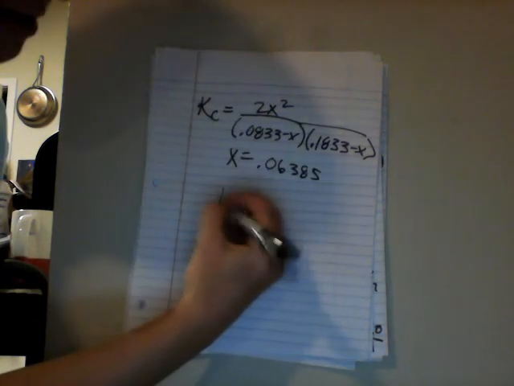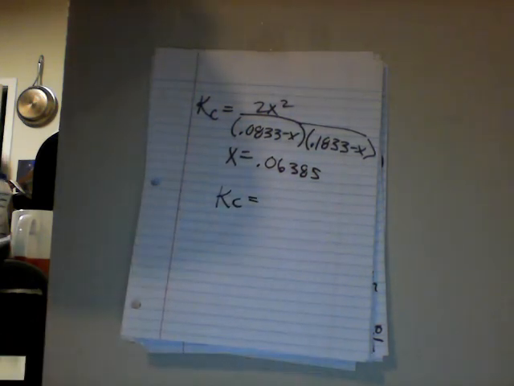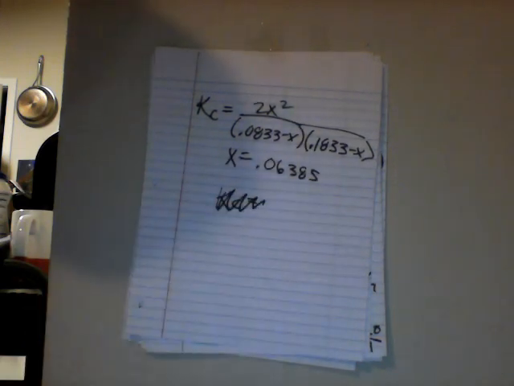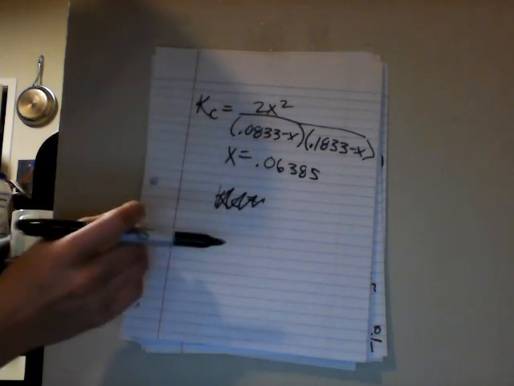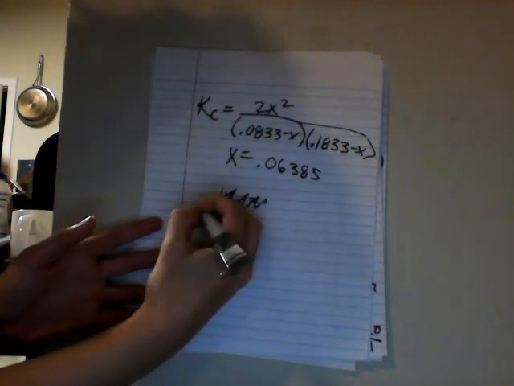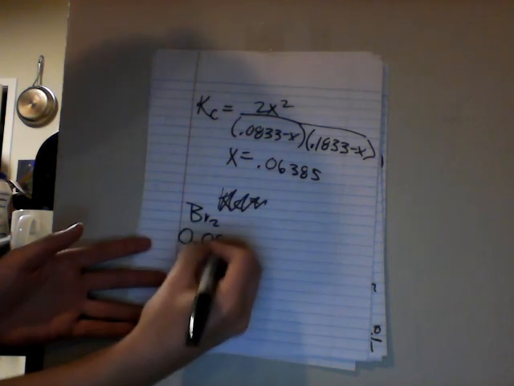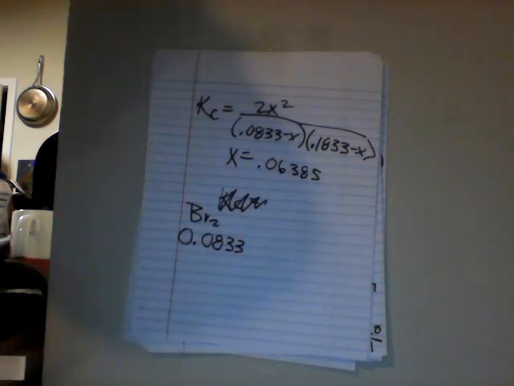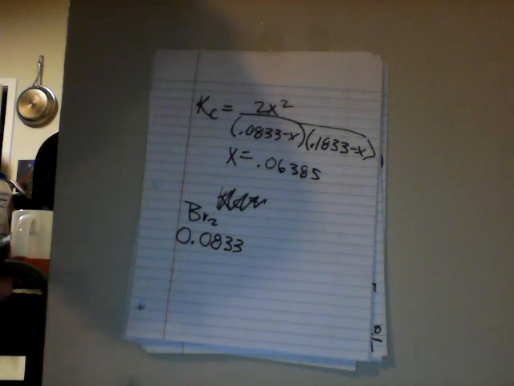And then my Kc expression, or value. Oh, wait, Kc is always 7. So this is equal to 7, and we don't solve for x anymore. We just find what our concentrations are. For Br2, it's not asking for the Kc at equilibrium. It's actually asking for the equilibrium concentrations of each single molecule.